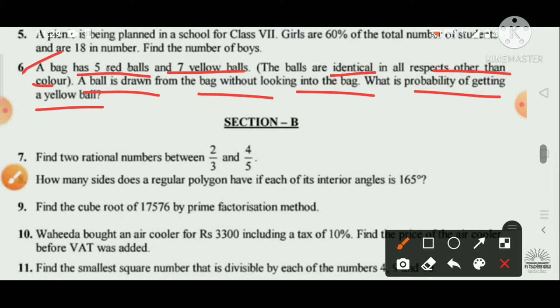Probability is nothing but the formula: favorable outcomes by total number of outcomes. So favorable outcomes here is 7 and the total is 7 plus 5, which is 12. So this is the probability of getting a yellow ball, 7 by 12. This is the answer for this question. Let us move to the next question.